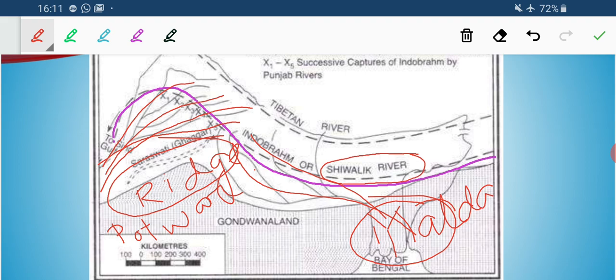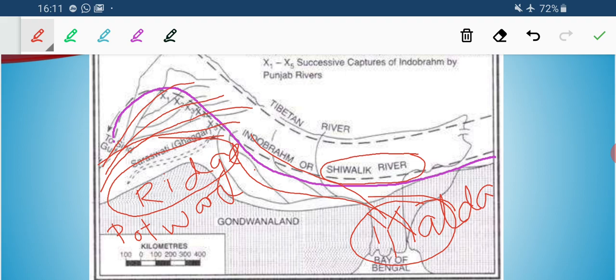The one which moved towards west, that is named Indo-Brahm, was named as Indus, and the one which moved towards east, because of its origin from Gangotri glacier, was named as Ganga. Bhagirathi was their main Ganga. It is named as Ganga.